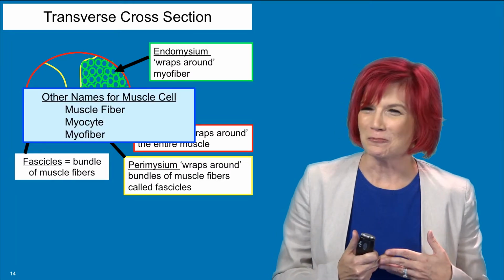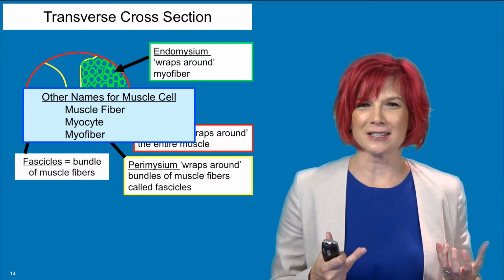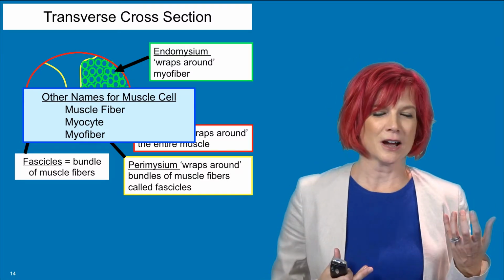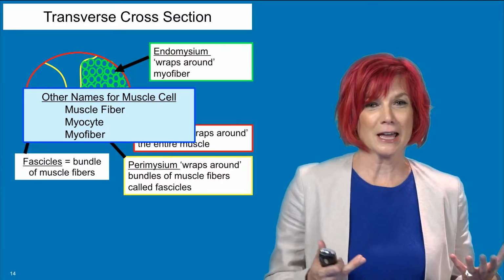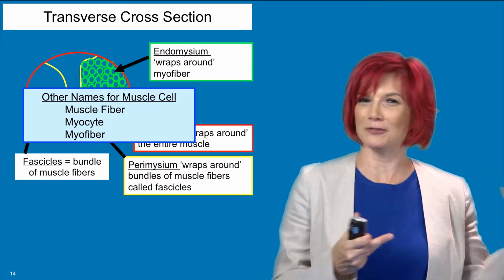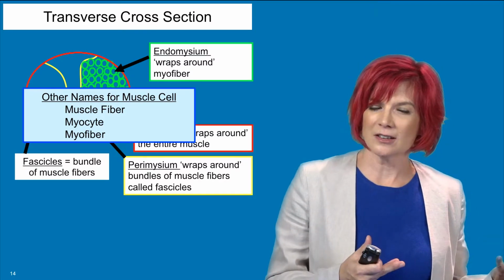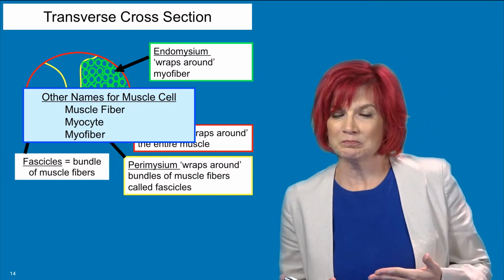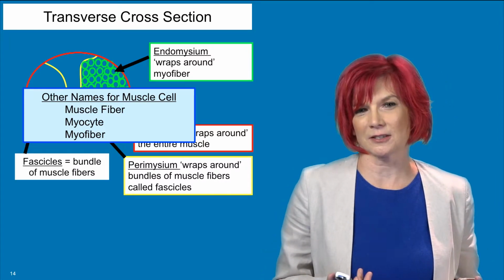Now, what sometimes can make science and research confusing is that we have many names to indicate the same structure. And I just want to point that out to you now. And as scientists, we flip-flop back and forth between all of these. So a skeletal muscle cell is also known as a muscle fiber, a myocyte, or a myofiber. Any of those terms are correct.